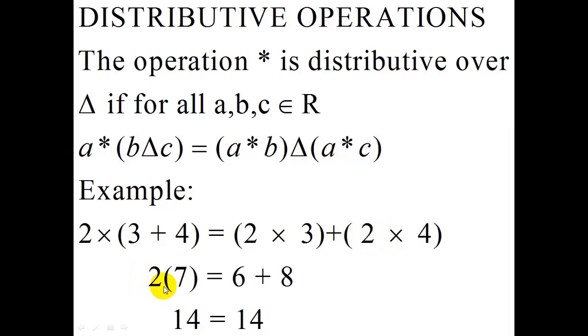Now, let's solve the left hand side first. 3 plus 4 equals 7. Now, 7 times 2 will give us 14 on the left hand side. Now, we solve the right hand side and see. 2 times 3 will give us 6. And 2 times 4 will give us 8. Now, when we add 6 to 8, the result is 14. So, 14 on the left hand side equals 14 on the right hand side.